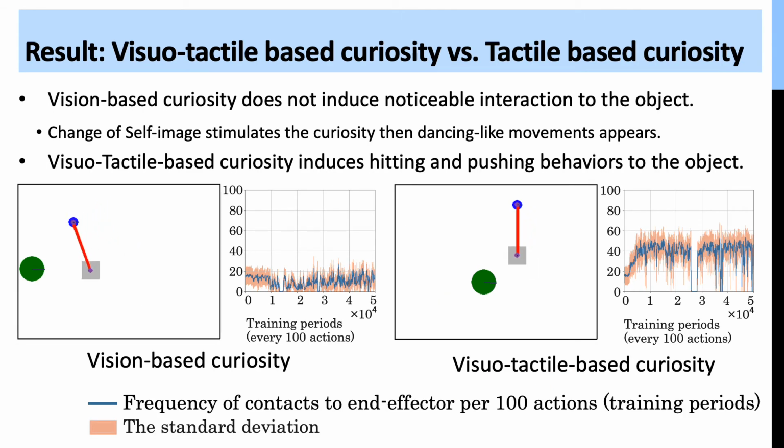These are the results of vision-based curiosity and visual tactile-based curiosity. You can see that the vision-based curiosity does not induce noticeable interaction with the object, while visual tactile-based curiosity induces interaction with the object. Change of self-image stimulates the vision-based curiosity, and then dancing-like movement appears.